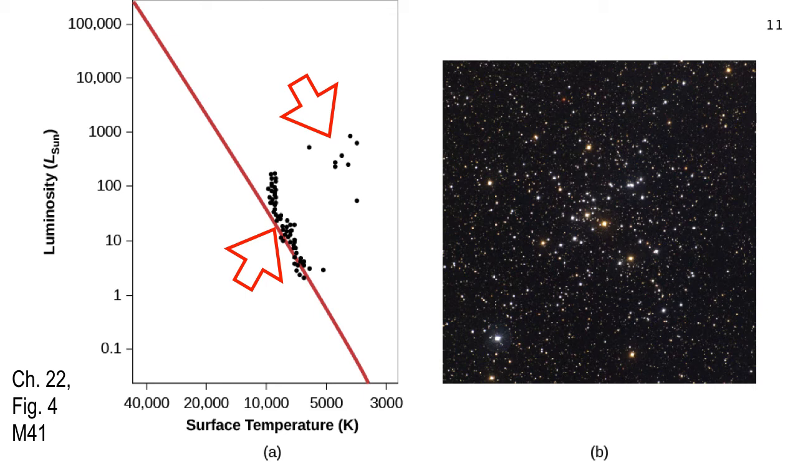Now, we're going to be talking about that because this point is called the main sequence turnoff point. You know, where the stars, you plot them up, and this one's not quite on the main sequence.